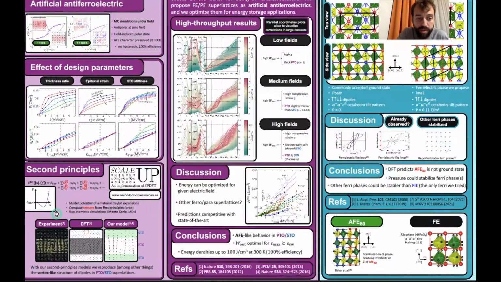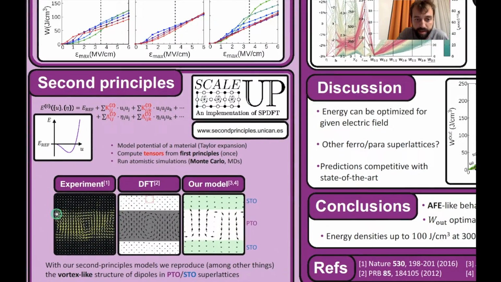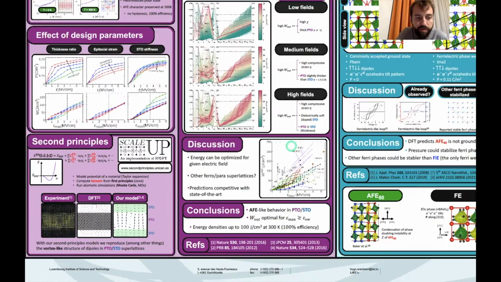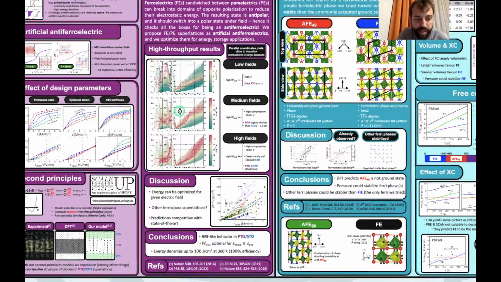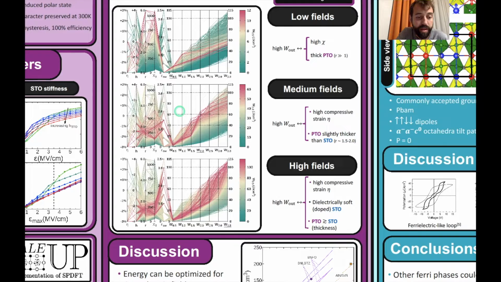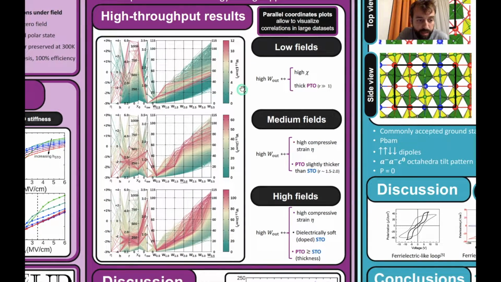So we use second principles atomistic models of lead titanate strontium titanate superlattices to compute the response of these superlattices under field, and we did so for more than 1000 sets of design parameters, paying special attention to their performance for energy storage, that is, how much energy they can store as capacitors. The results of these high throughput calculations are summarized in these parallel coordinates plots, which are very helpful to visualize correlations in large datasets.